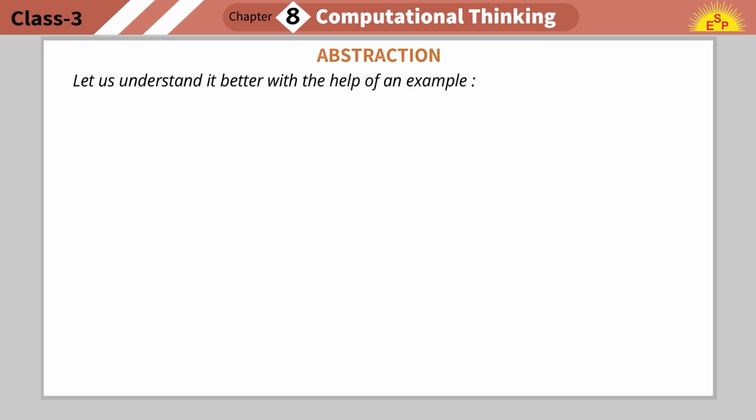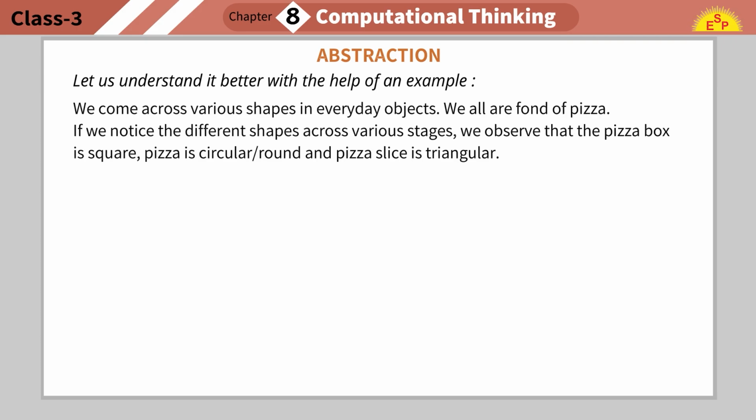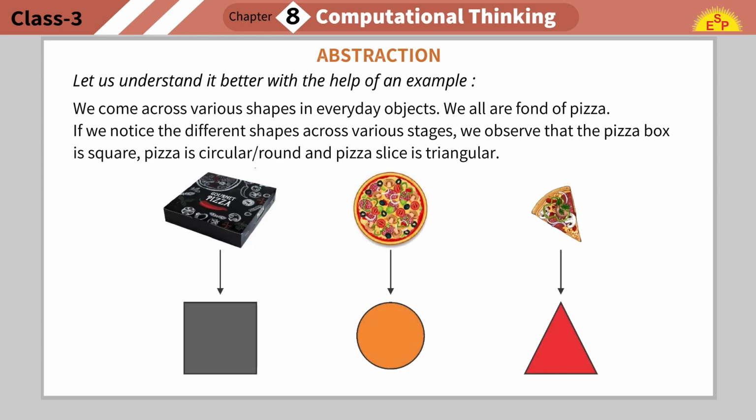Abstraction. Let us understand it better with the help of an example. We come across various shapes in everyday objects. We all are fond of pizza. If we notice the different shapes across various stages, we observe that the pizza box is square, the pizza is circular or round, and the pizza slice is triangular.